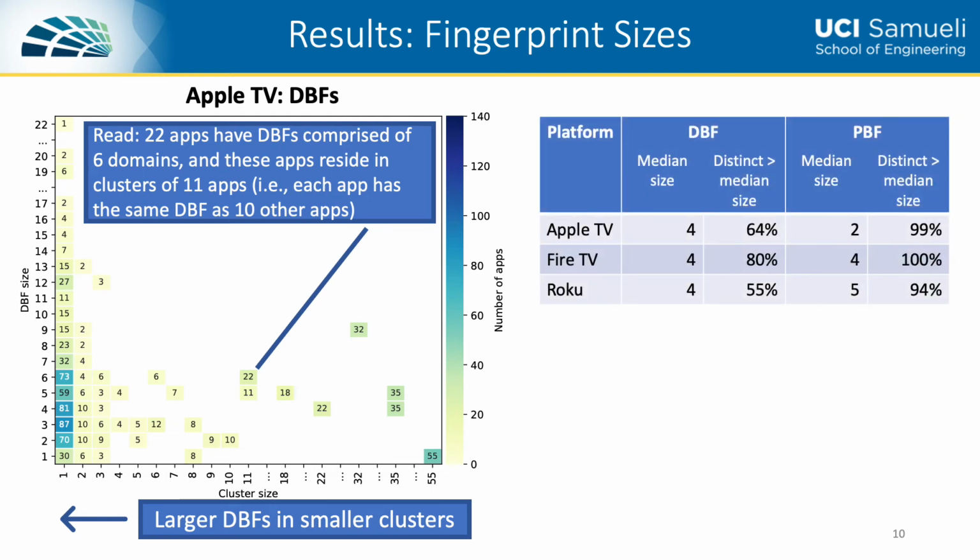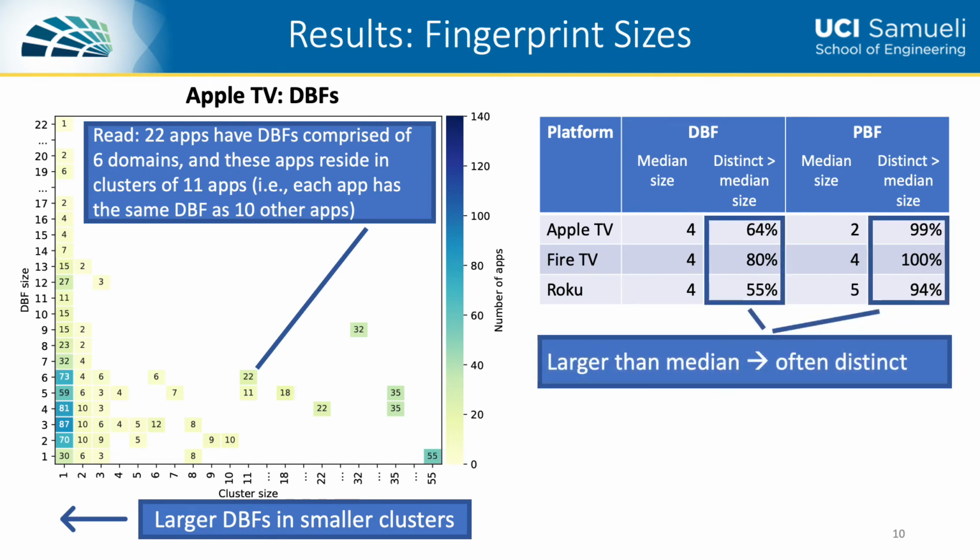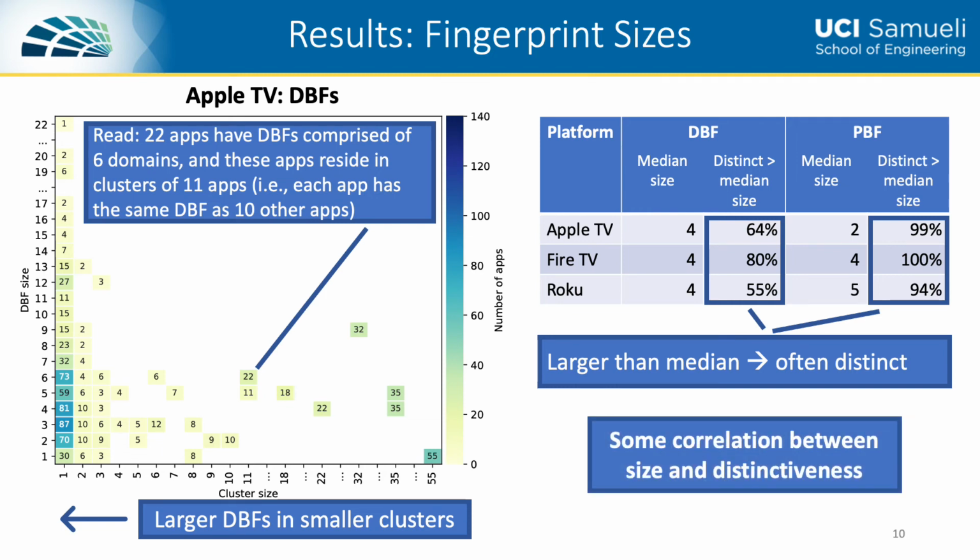On all three smart TV platforms, the median size of a DBF is 4. The median size of a PBF is 2, 4, and 5 for Apple TV, Fire TV, and Roku, respectively. More interestingly, we find that a very large fraction of the fingerprints that are larger than the median size are distinct fingerprints. So in total, we see some correlation between a fingerprint size and its distinctiveness.